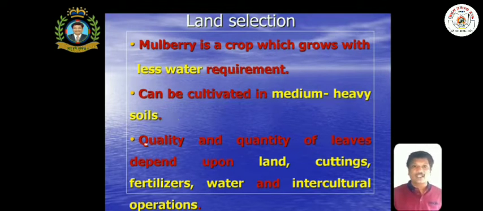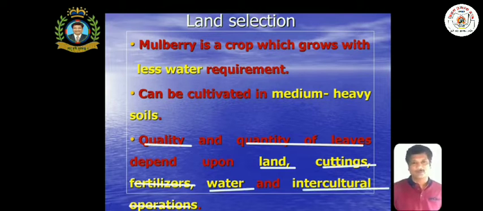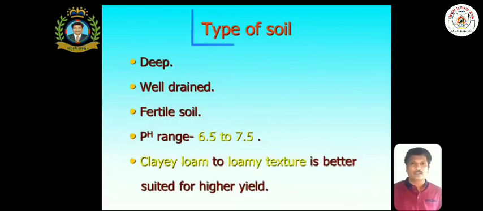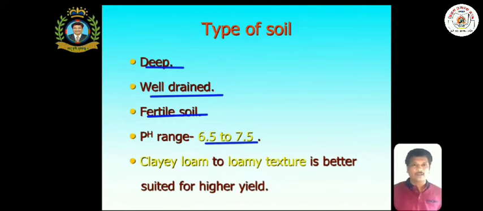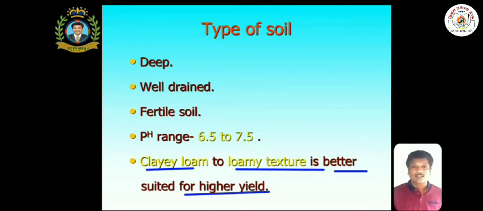The quality and the quantity of the leaf of mulberry mostly depend upon the land, which type of cuttings are being used, whether the fertilizer dose has been adopted correctly, water requirement and intercultural operations. Type of soil: mulberry requires deep, well-drained and fertile soil, of which the pH should range between 6.5 to 7.5. Soils such as clayey loam to loamy soil are better suited for getting maximum yield of mulberry leaves.